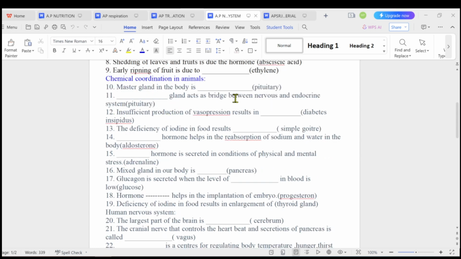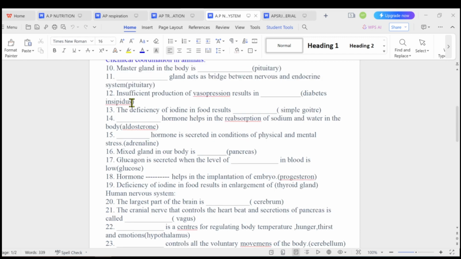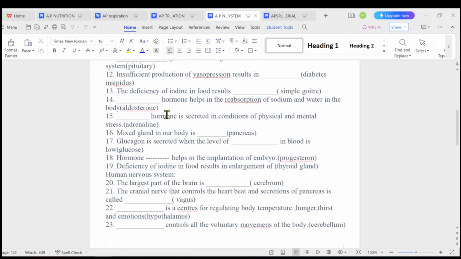Next, that gland acts as the bridge between the nervous and the endocrine system. So here the nervous system sends the impulses, whereas the endocrine system secretes the hormones. So one of the glands acts as a bridge between the nervous system and endocrine system. That is none other than our pituitary gland. Insufficient production of vasopressin results in. So vasopressin is the hormone. If this hormone secretion becomes less, the disease we suffer from is called diabetes insipidus. The deficiency of iodine in food results in simple goiter.